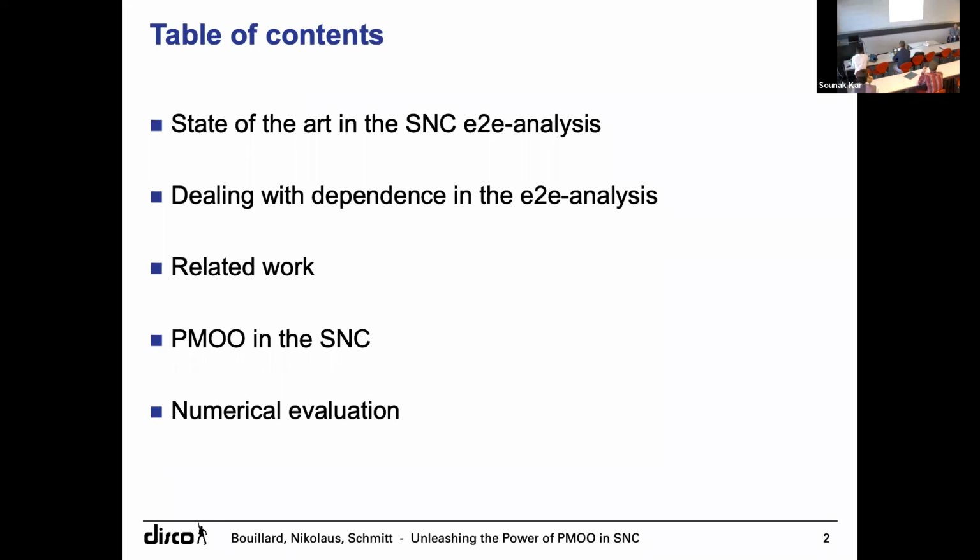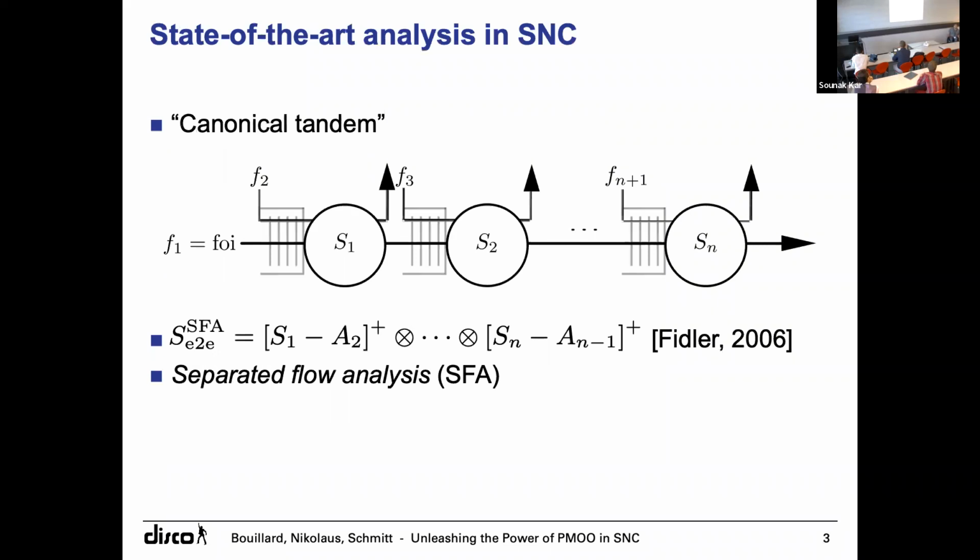So let me now present the state of the art analysis. For this, as we often call it, canonical tandem, it has been shown that the service curve presented here can be provided. It basically follows this: you can subtract first and convolve afterwards, also known as separated flow analysis. And if we additionally assume that all flows are stochastically independent, the analysis is very efficient, as we see now in a moment.